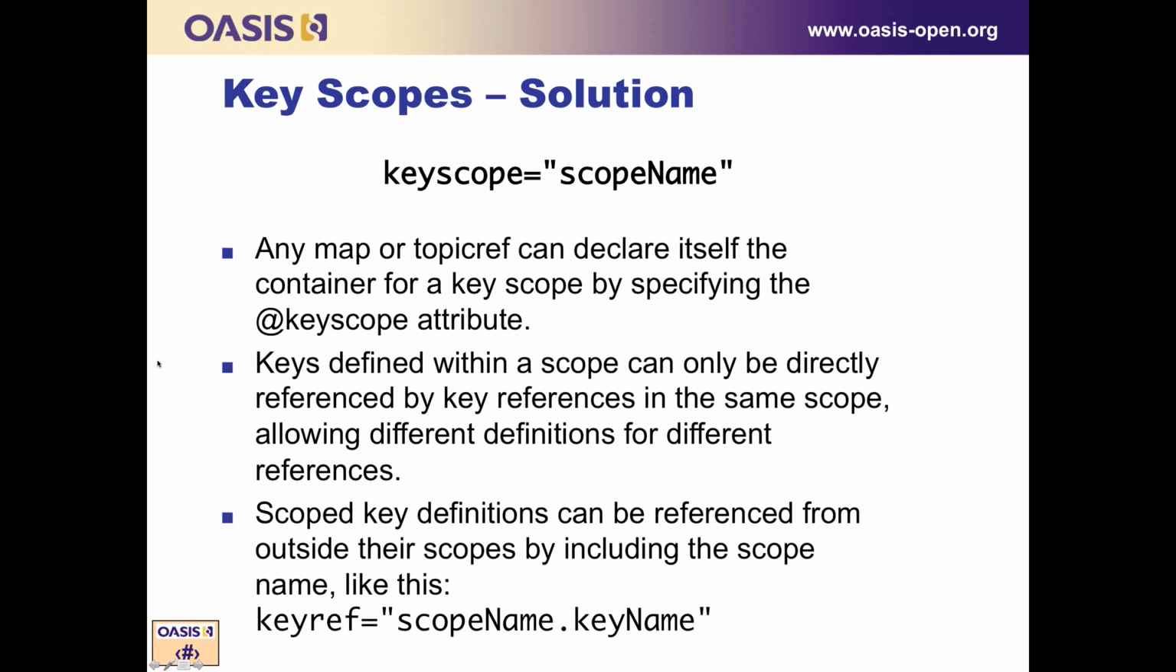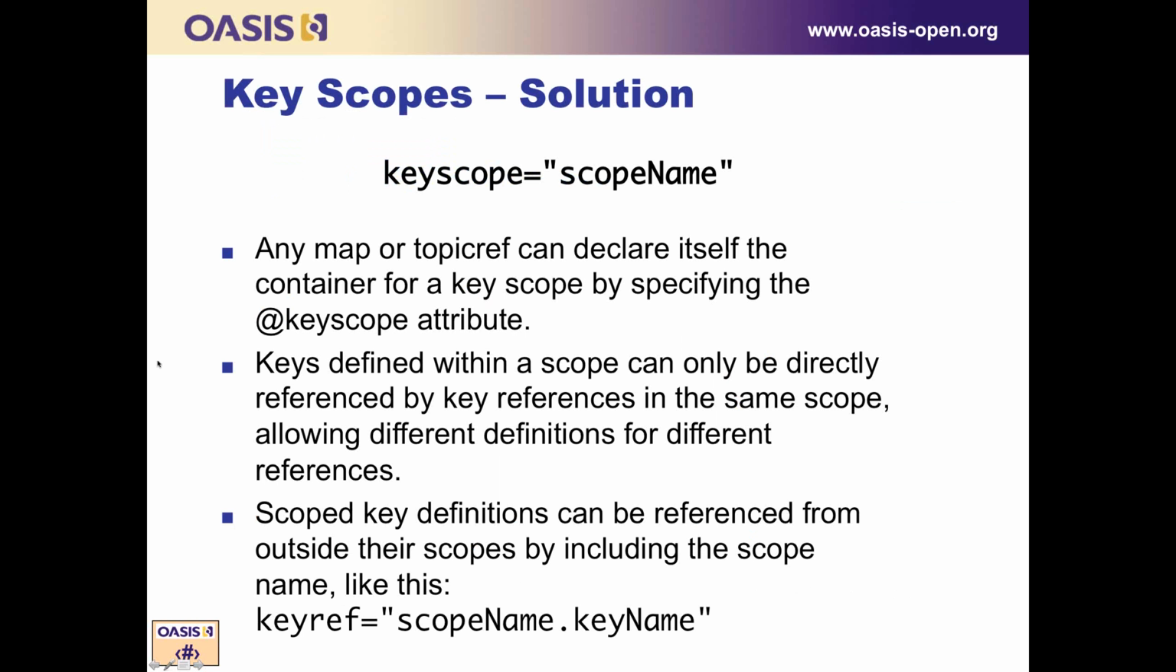So the way we accomplish this is very straightforward. We've introduced a new attribute called key scope. And you can put the key scope attribute on any element, any topic ref element or any map element in your entire map structure. And what that does is put a virtual fence around that area of your publication that prevents the key definitions from getting out. So any map or topic ref can declare a key scope.